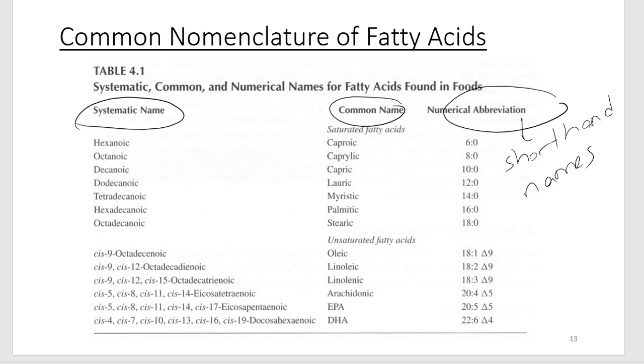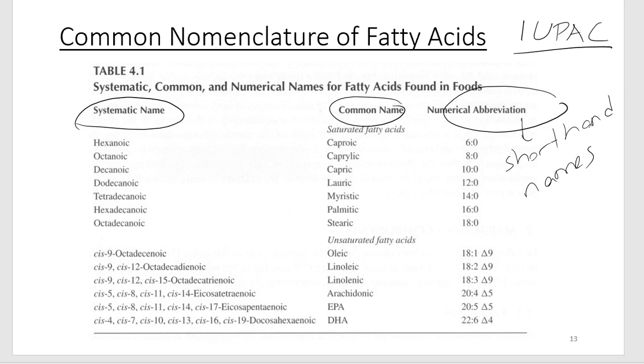So those names are developed by IUPAC. IUPAC stands for International Union of Pure and Applied Chemistry. Generally, even in scientific papers, common names or shorthand names are used. Usage of systematic names is not very common.